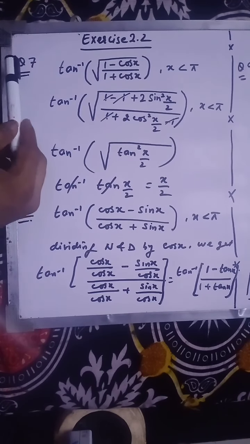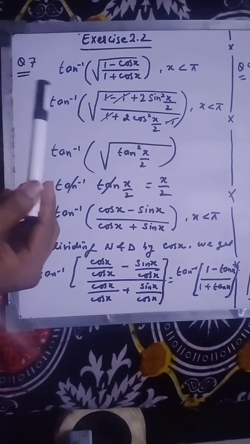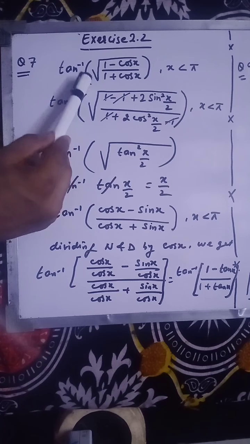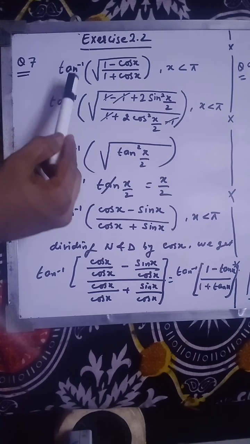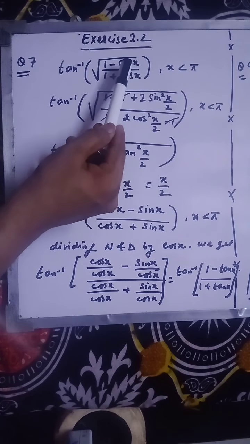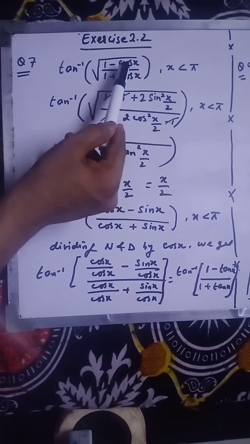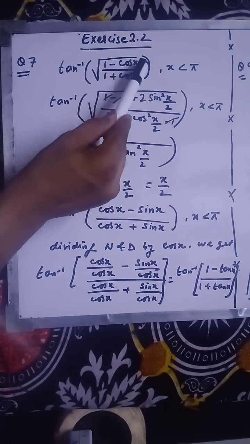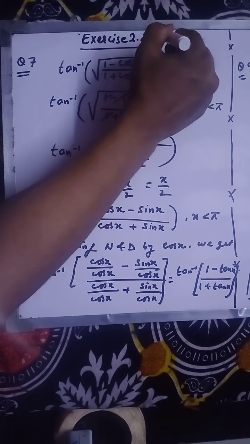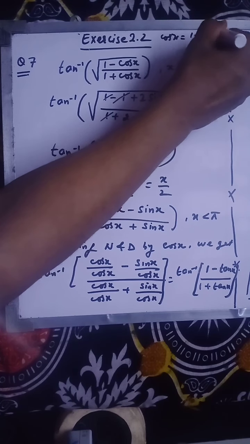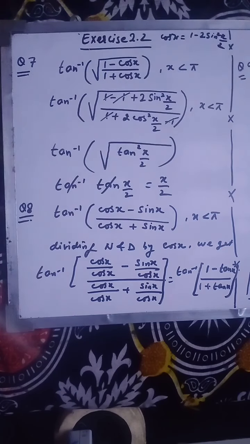Now we have to solve question number 7 of our exercise 2.2. So here the question is this, and we have to write this in the simplest form. See, what you have to do, tan inverse will remain the same. So in place of cos theta, I'm just writing the formula. 1 minus, in place of this cos theta, I'm writing this formula, cos x is equal to 1 minus 2 sin square x by 2.